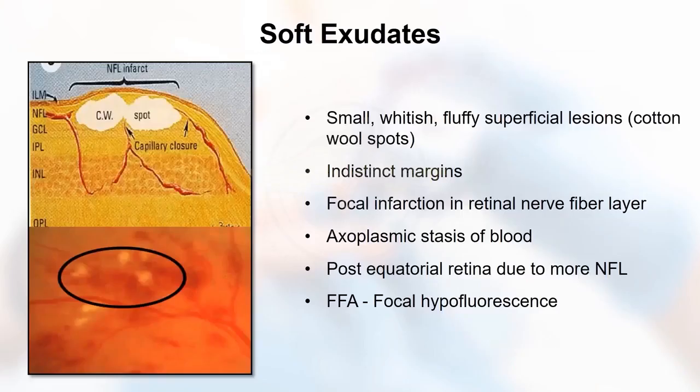Soft exudates. What are soft exudates? Small, whitish, fluffy superficial lesions. These are called cotton wool spots. So these are cotton wool spots. They have indistinct margins and represent focal infarction in the retinal nerve fiber layer, with axoplasmic stasis, in the post-equatorial retina due to more nerve fiber layer. In fluorescein angiography, there is focal hypofluorescence. These are the soft exudates.